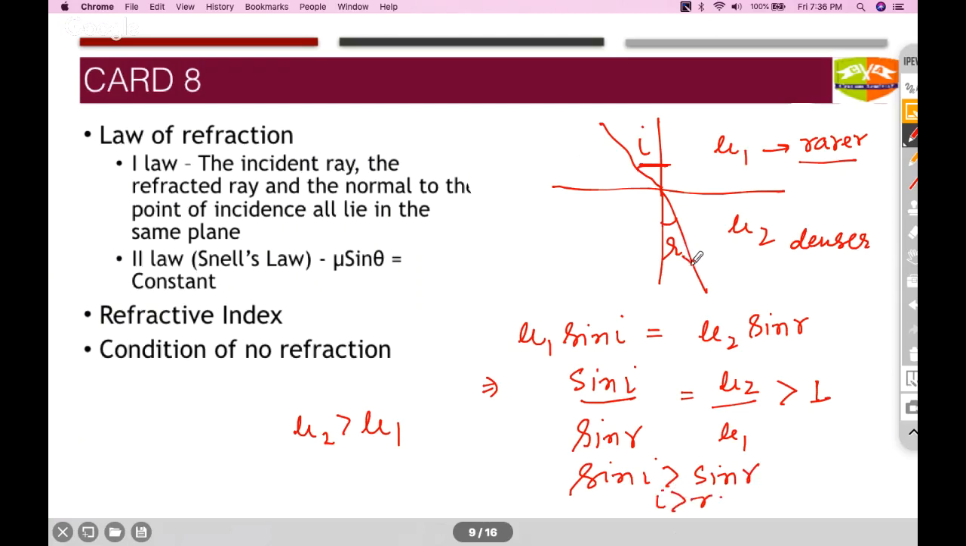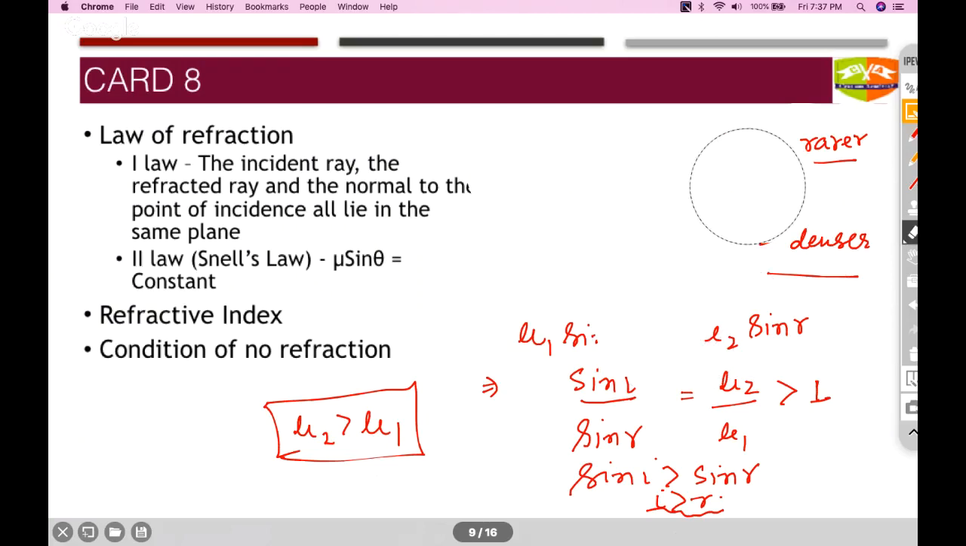If R is less than I, it means that the displacement from the normal of this refracted ray is lesser than the displacement of the incident ray. So if R is lesser, it means that it is moving towards the normal. That's how we prove that if it is going into the denser medium, R would be lesser than I, which means it is going towards the normal. In the opposite case, it will deflect away from the normal.